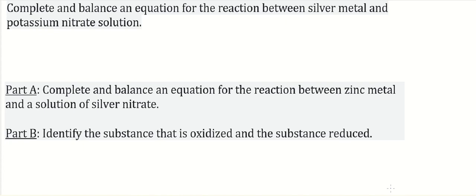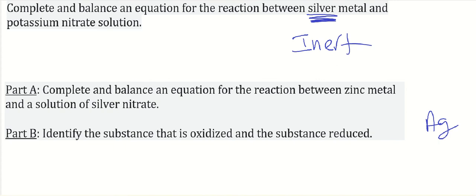Complete and balanced equation for the reaction. Nothing's going to happen. Silver is a precious metal, so is gold. If these things were very reactive, they wouldn't be very good for jewelry, right? So they're inert. They don't react very well. That's why they're used for jewelry. If you look on your activity series, silver is all the way at the bottom. It's not going to replace anything.